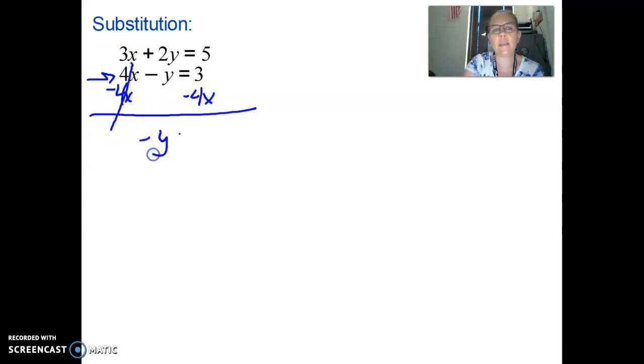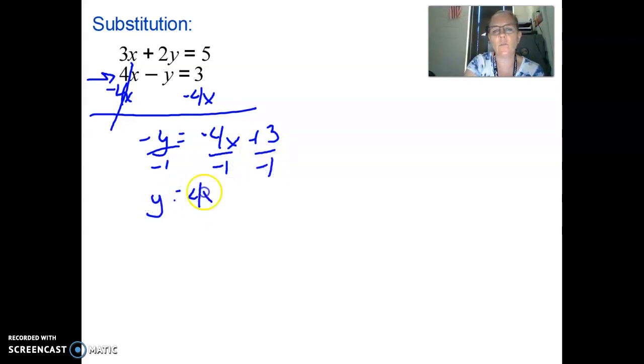All right, so I've got negative y, and I'll divide across by negative 1, still working to get y by itself. So y equals 4x minus 3. Okay, so now I have a variable by itself. Now I can take that and I want to substitute into the other equation.